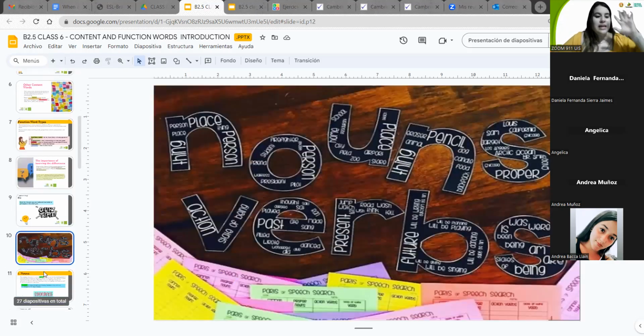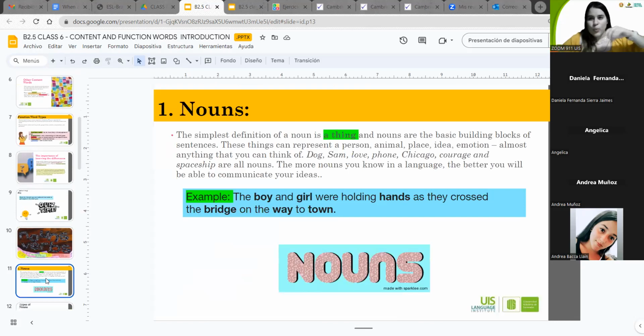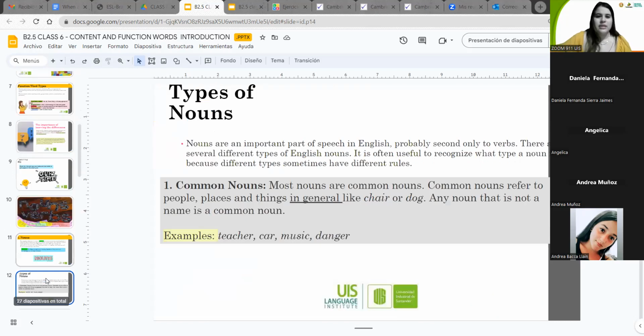Okay, let's talk about nouns real quick. I'm going to share this information with you so that you have it and can check it whenever you need to. We know what a noun is. We are going to talk about types of nouns. We have common nouns. Most nouns are common.